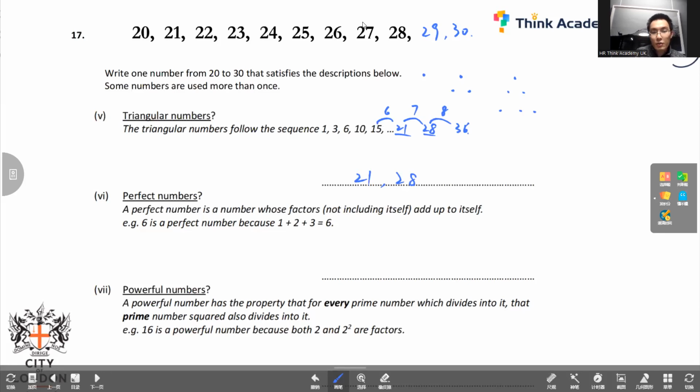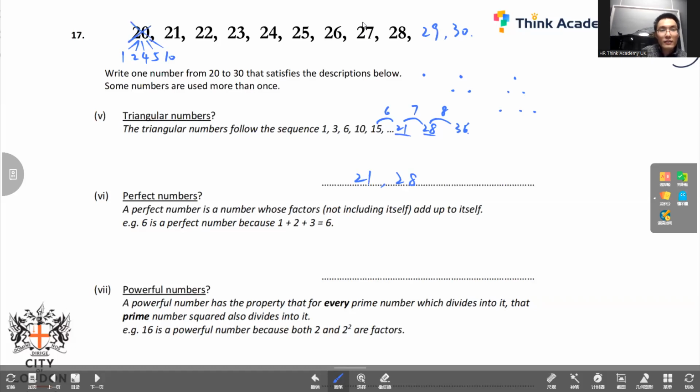A perfect number is a number whose factors, not including itself, this is important, add up to itself. So let's see. 20, all the factors of 20, we can write them down. 1, 2, 4, 5, 10, and then 20 is a factor, but not including itself. So 1 plus 4 plus 5 is 10. 10 plus 10 is 20. 20 plus 2 is 22. It does not add to itself. So no, 20 is not.